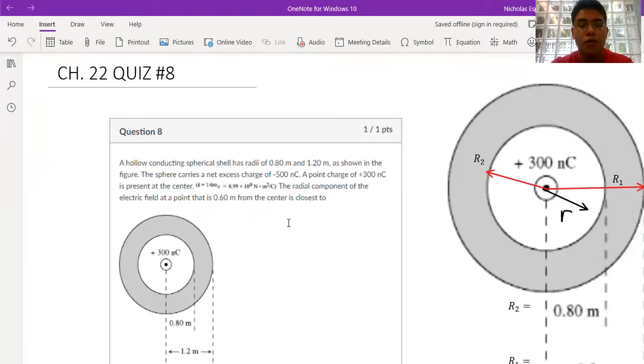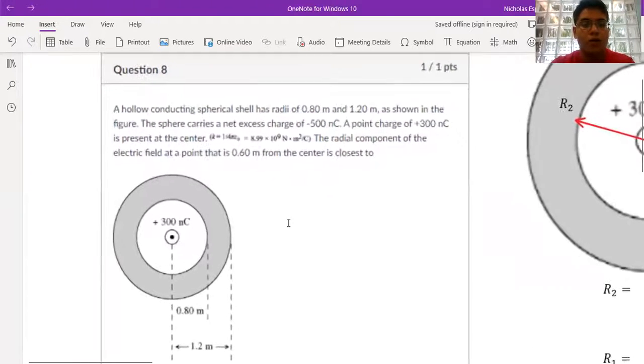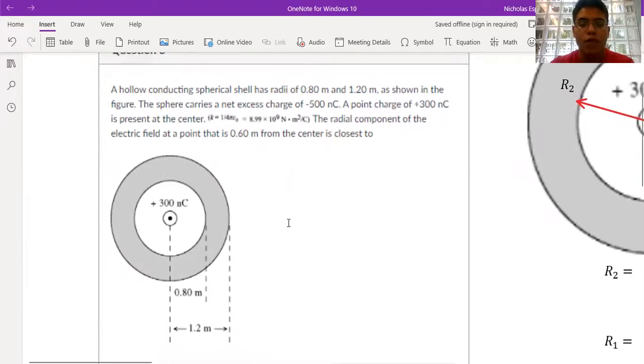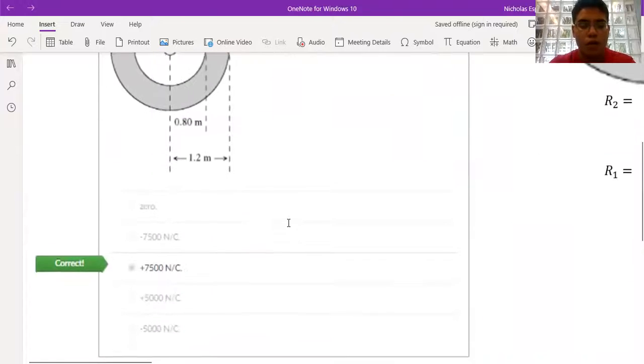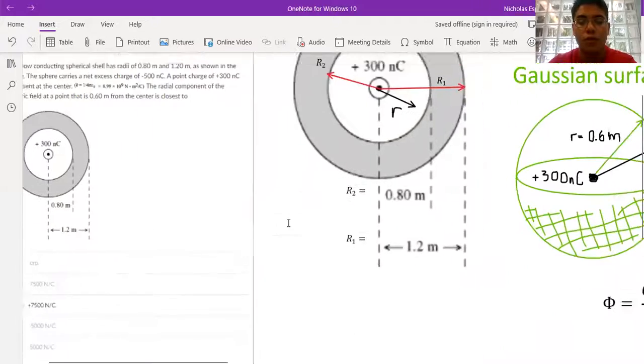This is my Chapter 22 quiz, the eighth question, and this is what it asks. A hollow conducting spherical shell has radii of 0.8 meters and 1.20 meters, as shown in the figure. The sphere carries a net excess charge of negative 500 nanocoulombs. A point charge of 300 nanocoulombs is present at the center. The radial component of the electrical field at a point that is 0.6 meters away from the center is closest to... The correct answer was C, positive 7,500 newtons per coulomb.